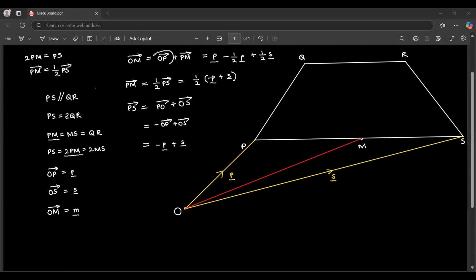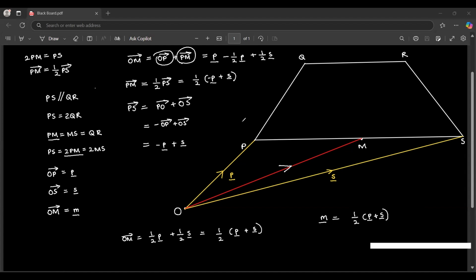OP equals P, and PM equals minus half P plus half S. So this will be equal to half P plus half S. So OM equals half P plus half S, which can be written as half of P plus S. That is OM. So M equals half of P plus S, which is what we had to find. You should be able to change the letters and play with the letters when you're doing vector questions.